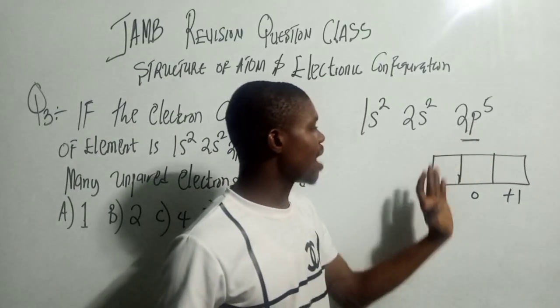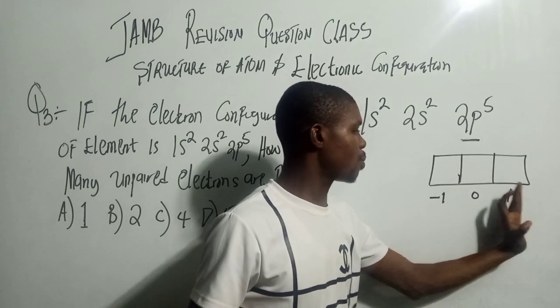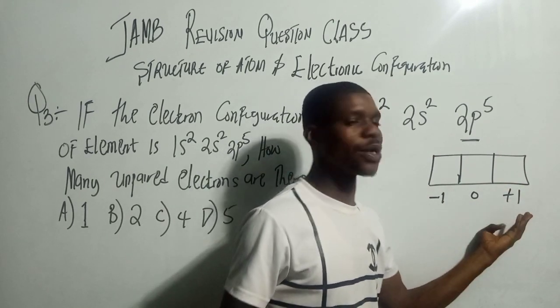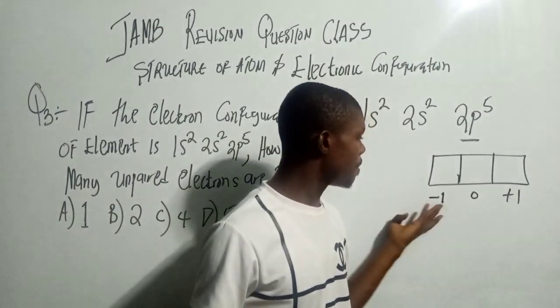So now p has how many suborbitals? 3 suborbitals: -1, 0, +1. Don't worry if you don't understand what -1, 0, +1 is.